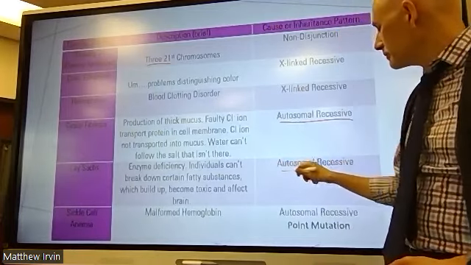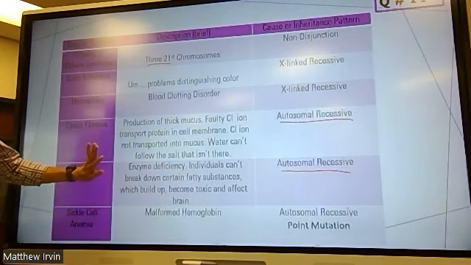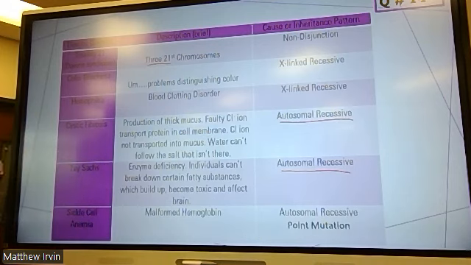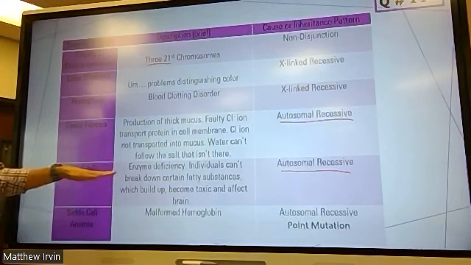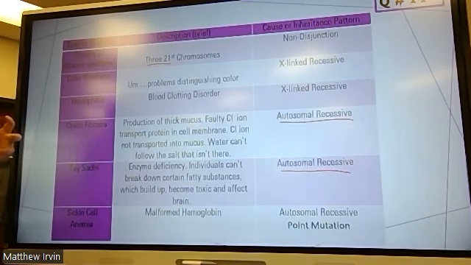Tay-Sachs is also autosomal recessive. This is a deficiency where the body can't break down certain fatty substances, so they build up in the brain and cause mental impairment. This is actually a higher likelihood in the ethnic group, the Ashkenazi Jews, which I mispronounced. And because they tend to only marry within their ethnic group, that is a form of genetic bottleneck. And so you see a higher percentage of Tay-Sachs in that group.